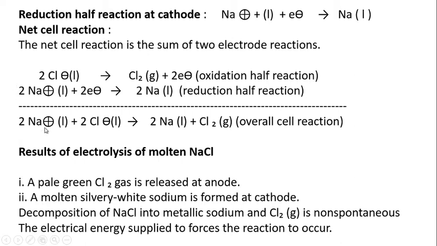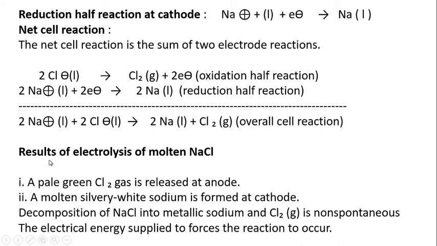In the cell reaction, the sodium cations and the chloride ions form neutral sodium atoms, so sodium metal is formed and chlorine gas is evolved at the anode. So this is the overall cell reaction.